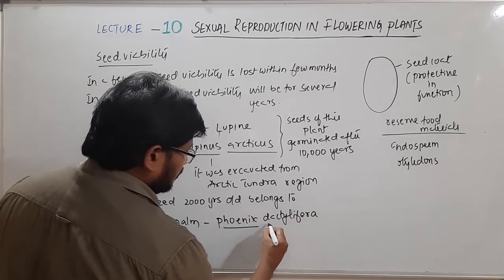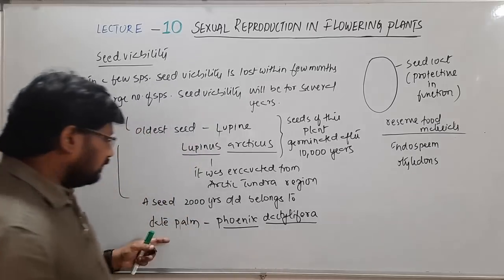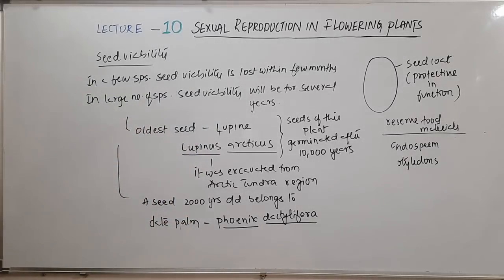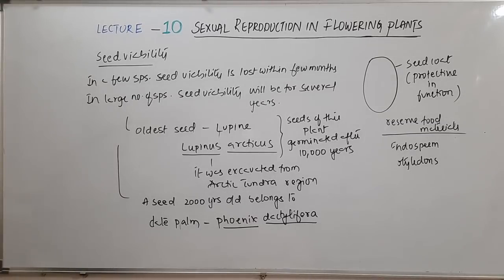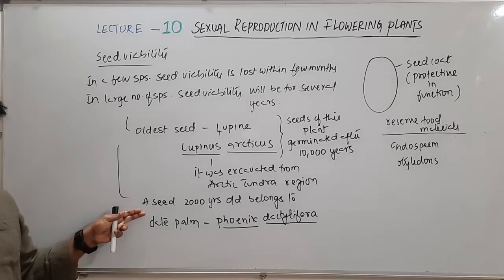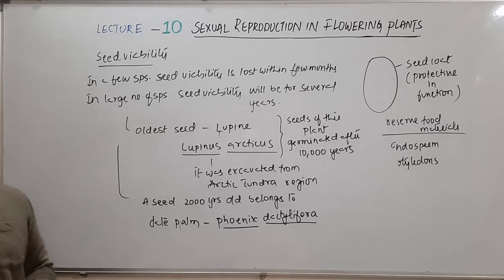So Phoenix dactylifera is the scientific name of the date palm, and the seeds were obtained from an archaeological site. During the excavation process, they came to find these seeds which belong to this date palm, when there was an archaeological excavation going on at King Harold's palace.